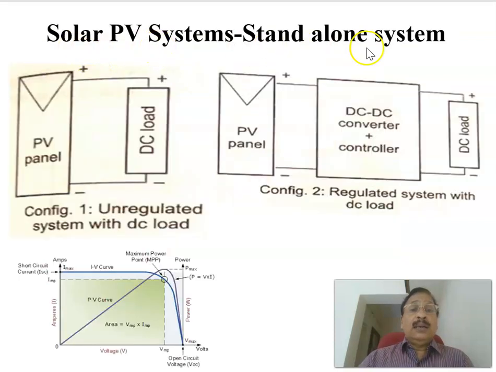Again, coming to the standalone type of PV system, as I already explained, a PV panel is there. It's an unregulated one. Depending upon the solar insolation or irradiation, the power as well as voltage will be changing.